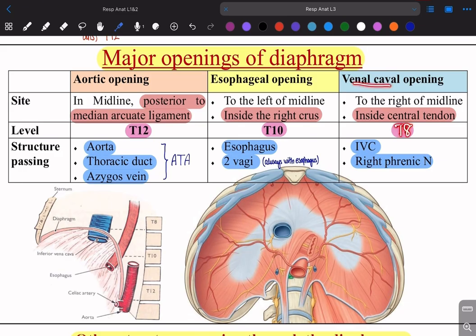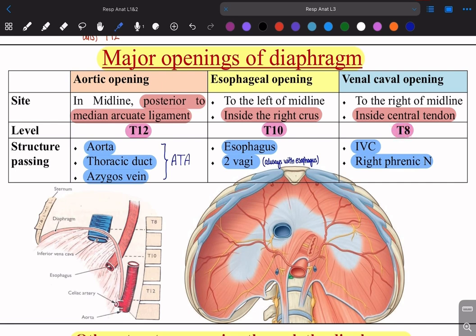T8 is the vena cava. What does the vena cava do? It does the opposite of the aorta. The aorta pumps oxygenated blood to the whole body. The vena cava takes all the deoxygenated blood from the body and returns it to the heart at 8 at night. So this is how we're going to remember them: aortic at 12, T12, the blood is pumped to the body. Then esophageal, we eat breakfast at 10, so T10. And at the end of the day, the vena cava is at T8.